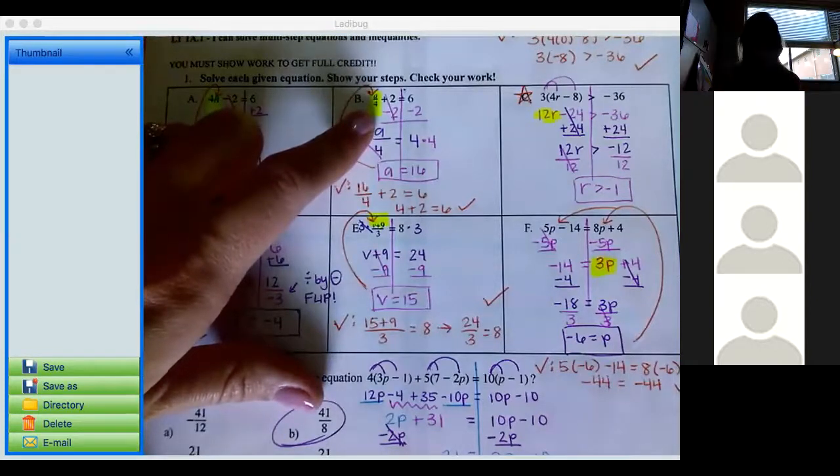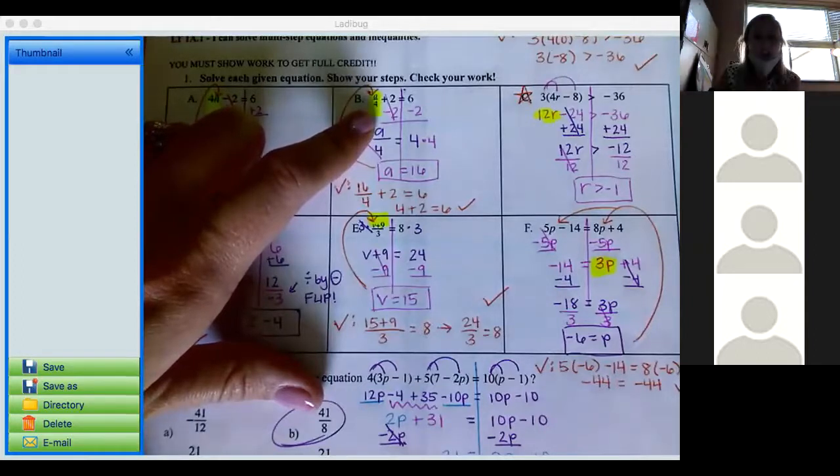I hate these new bells. They sound terrible. I put the wrong thing. I put 10 instead of 16. That's okay.